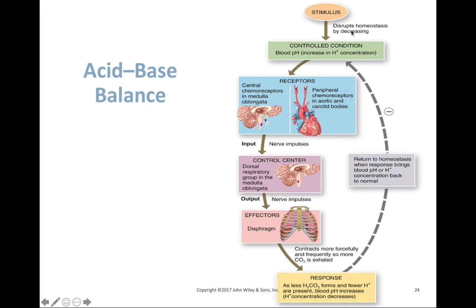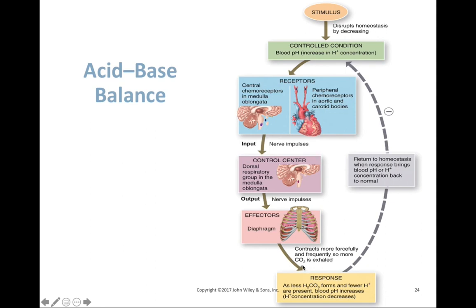In the event that there's a decrease in blood pH, that really means that there's an increase in the hydrogen ion concentration. Chemoreceptors in both the medulla as well as in the aortic and carotid bodies, in our large vessels, are going to be sensing the increased hydrogen concentrations that are in the bloodstream. These are going to send nerve signals up to the respiratory controllers in the medulla, and then the medulla is going to send signals down to the diaphragm to contract more forcefully and also to contract more frequently. The reason that we do this is to increase ventilation so that we get rid of excess carbon dioxide.